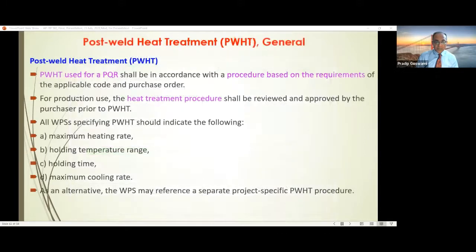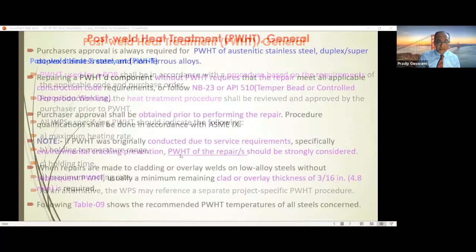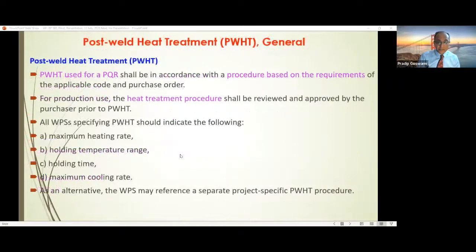And post-weld heat treatment, definitely post-weld heat treatment is a must, and it should specify the heating rate, holding temperature, holding time, and maximum cooling rate. And post-weld heat treatment is very specific, and nobody should try to cut corners when post-weld heat treatment is in place.